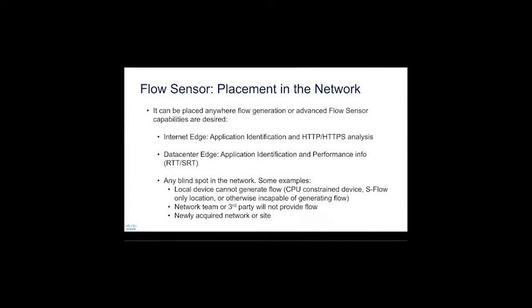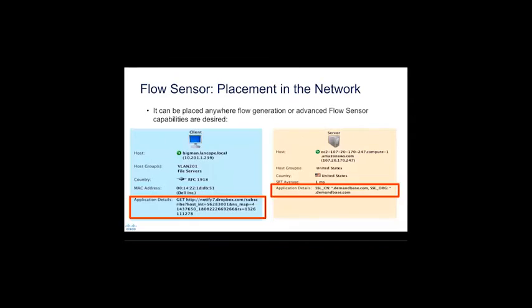This could be consumer grade gear that is not flow capable. This could be hardware that's just taxed. Maybe it's an old router that is already running at 80% CPU and we don't want to turn an additional feature on. There are a lot of times and places we can choose to deploy a flow sensor, but again, it's optional. It's not required for the solution, but it can help you gain additional visibility into what's happening on the network and into portions of the network where we don't currently have visibility today.